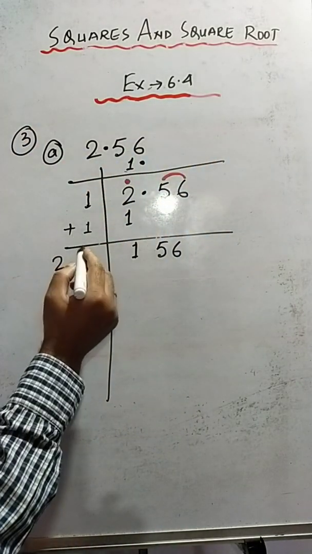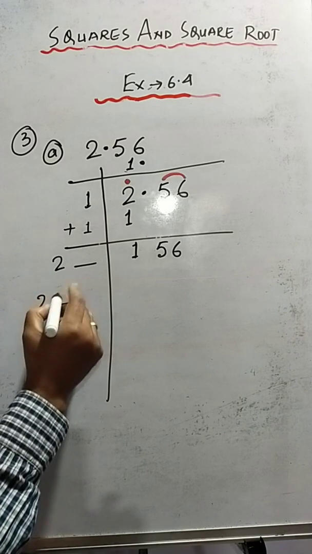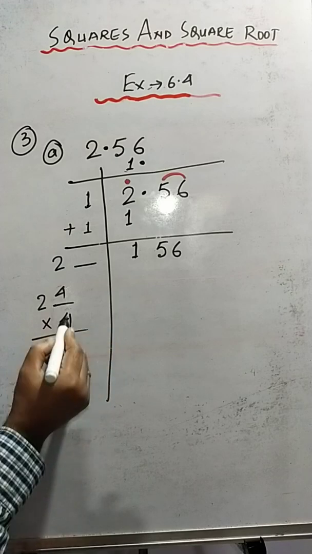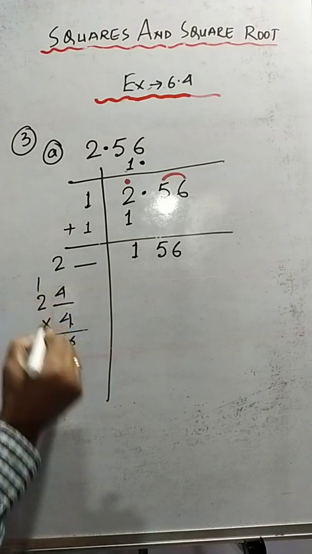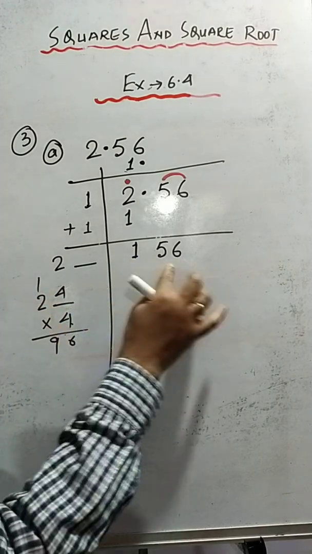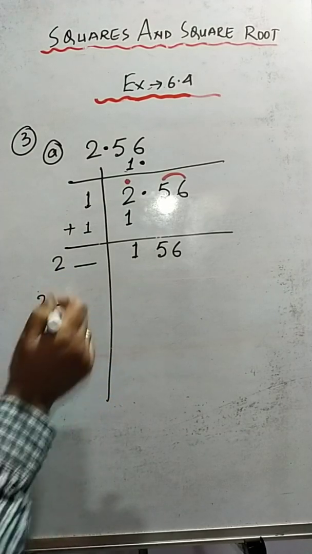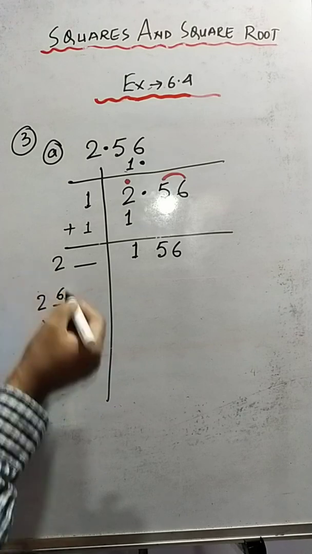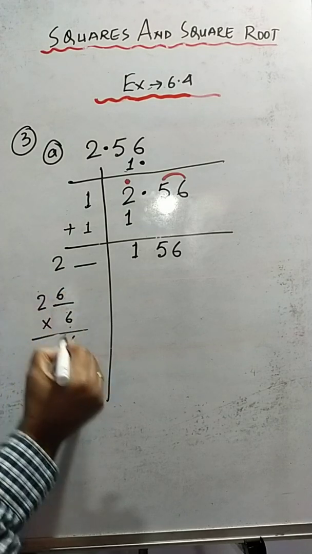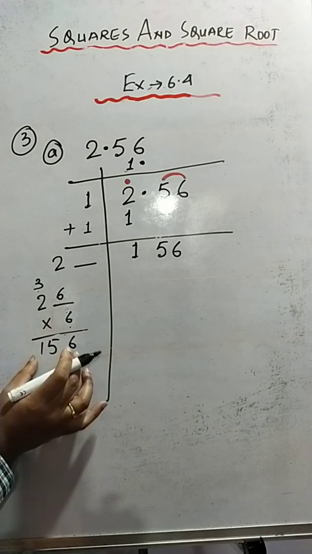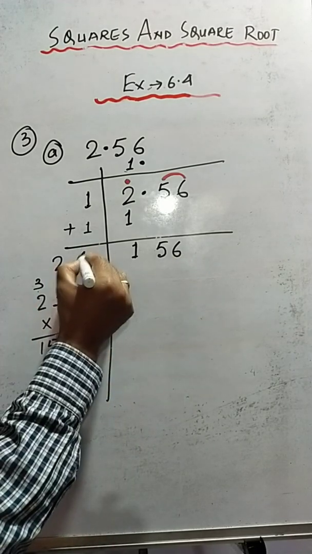So first of all we'll try with 4. In place of this blank we'll write 4 and we'll multiply with 4. 4 4s are 16, 4 2s are 8, and 96. So 96 is not the required number. So what is our next option? Our next option is 6, isn't it? So we'll write 6 and then we'll multiply. 6 6s are 36, 6 3s are 18, 18 plus... 6 5s are 30, plus 6 gives 156. So now see, we are getting this number. So 6 is our right option.